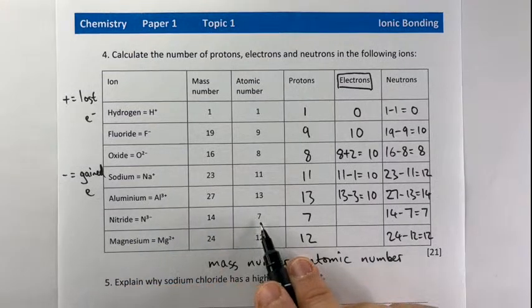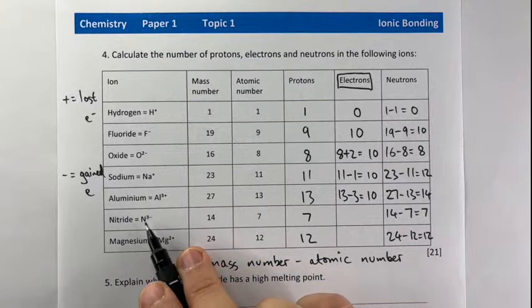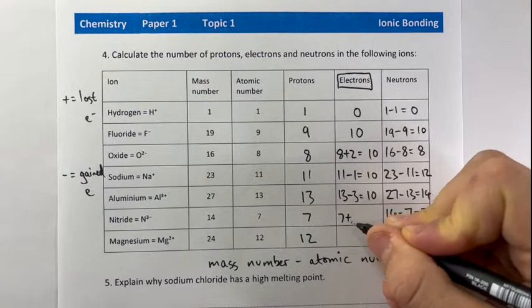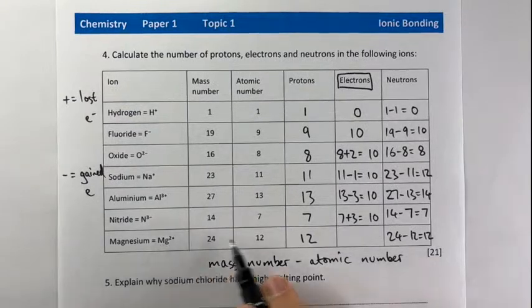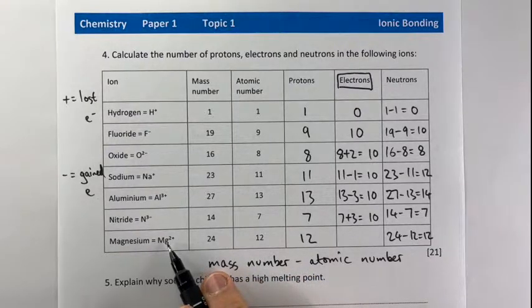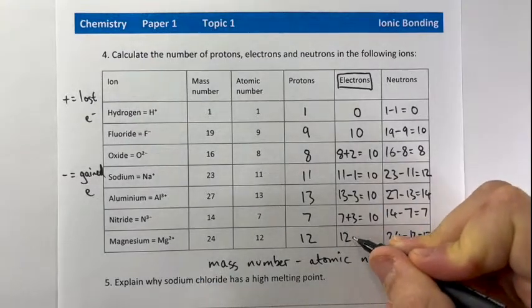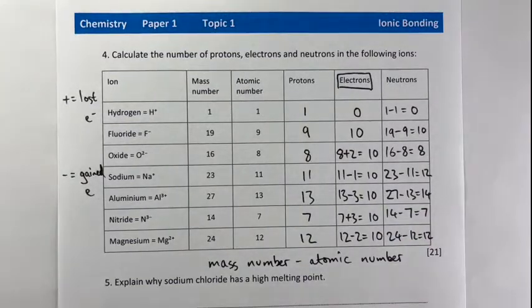Nitrogen normally has 7 electrons, but when 3 electrons have been gained to become a nitride ion, this means 7 plus 3 equals the nitride ion has 10 electrons. The magnesium ion has an atomic number of 12, so there are 12 electrons in the atom. The ion has a charge of 2+, so 2 electrons have been lost. 12 take away 2 means there are 10 electrons.